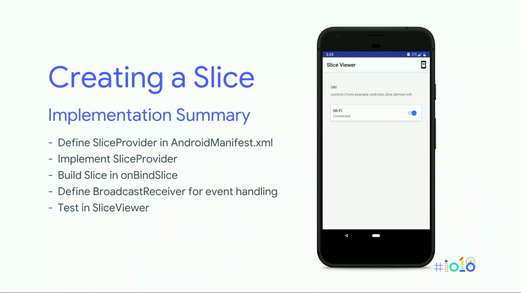So that's kind of the summary of creating a slice from an app. You have your slice provider in your manifest. You implement it. You map your content URIs to the different slices that your app supports. And then you build them and handle any events. And of course, test. OK, templates.